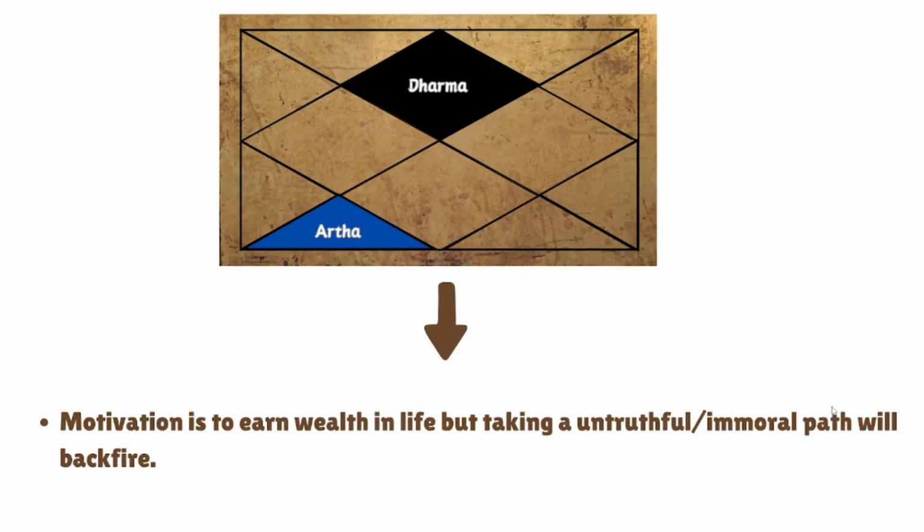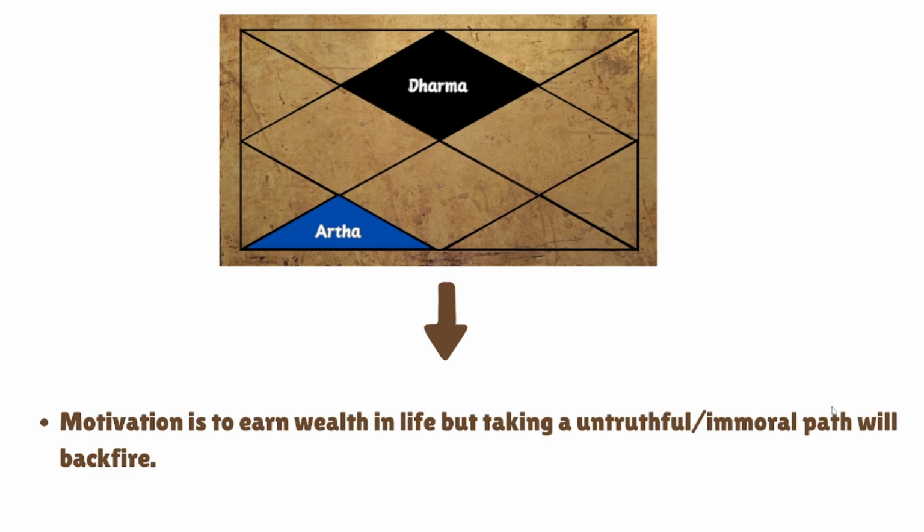Now, the first house is part of the Dharma Trikon. The Dharma Trikon in any chart deals with being righteous, following the right path, a truthful and moralistic path, and not following a path because you are going to gain something from it. Following a path, irrespective of whether you get something back in return or not, is what is part of the Dharma Trikon.